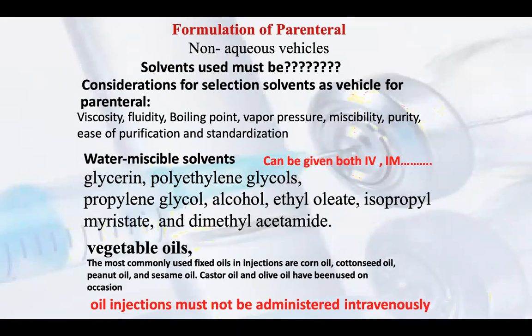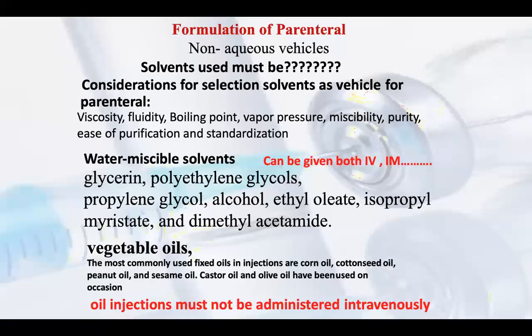Non-aqueous vehicles. Considerations for selecting a solvent as a vehicle for parenterals: it must have suitable viscosity, fluidity, boiling point, vapor pressure, miscibility, purity, ease of purification and standardization. Water miscible solvents can be given both IV and intramuscularly. They may include glycerin, polyethylene glycol, propylene glycol, alcohol, ethyl oleate, isopropyl myristate, and dimethyl acetamide. These are water miscible solvents.